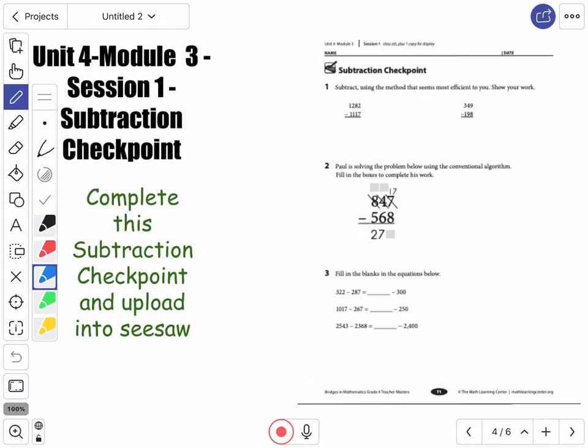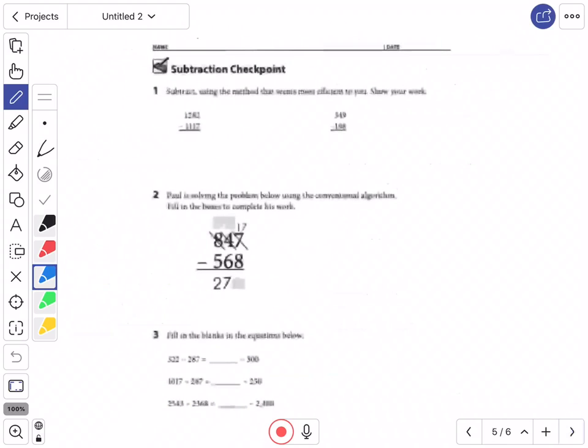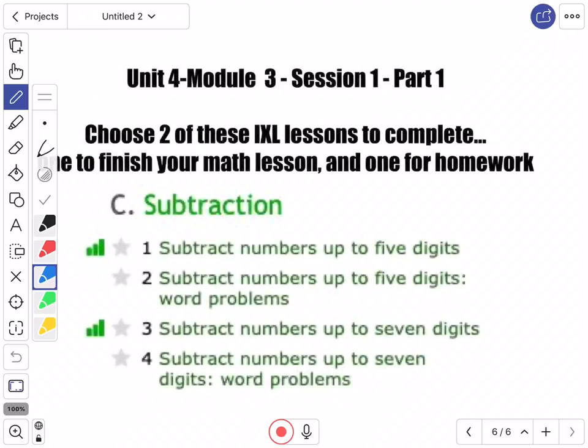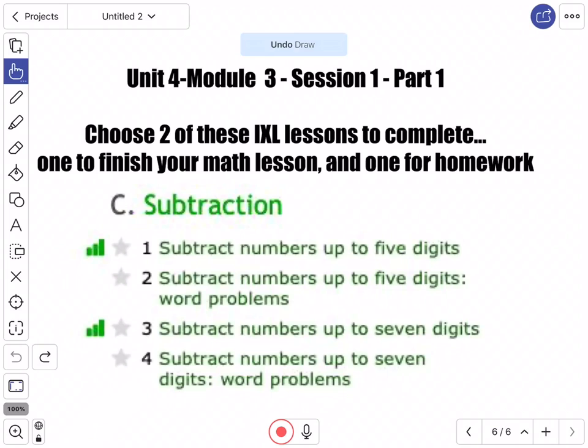All right. And so then what you're going to do now is complete this subtraction checkpoint, and upload it into Seesaw. Now, I know this isn't the best picture of it, so on the next page, here it is a little bit larger for you. You can choose to take a screenshot of it, and I want you to complete each of these on your own and then submit it into Seesaw for me, okay? This is just a little subtraction checkpoint to see how you're doing and if we need to make any adjustments, okay? And last but not least for today's lesson, I know this is a really quick lesson. You can take as long as you need to on the checkpoints.